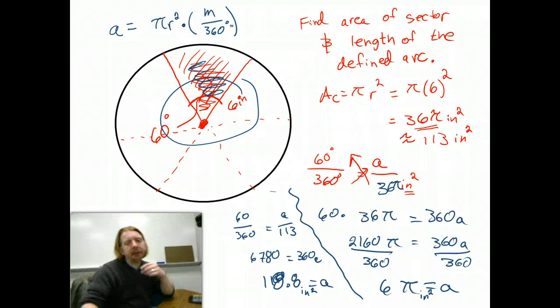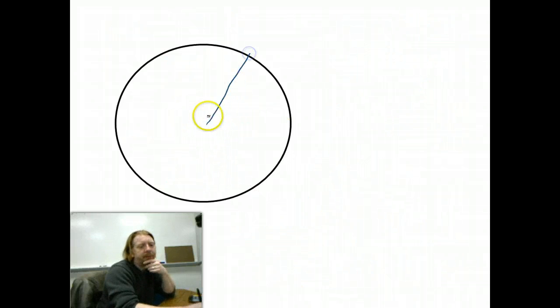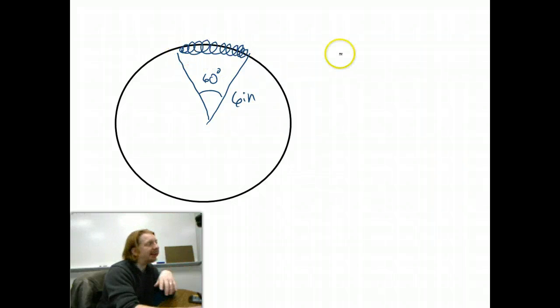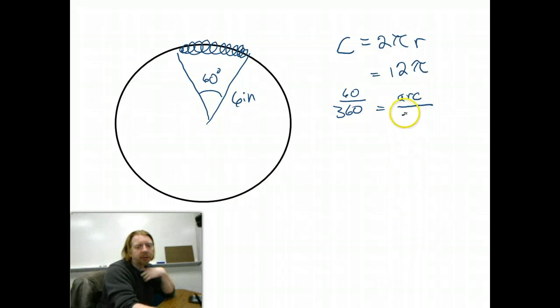What I still haven't answered yet is this arc length. But arc length is going to work on the same principle. So if I look at the same piece of pie, which is 6 inches here and 60 degrees here, and I want this right here now, I can use the same idea. I'm looking at a portion of the circumference. Circumference is 2 pi times the radius, or 12 pi when I substitute in the 6. And so it's 60 is to 360, as the arc length is to the circumference.